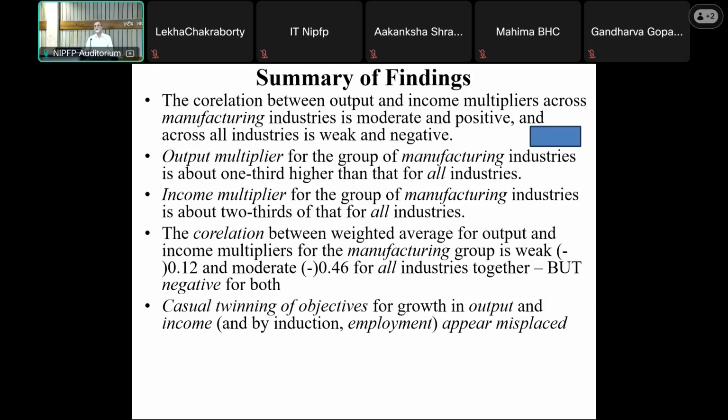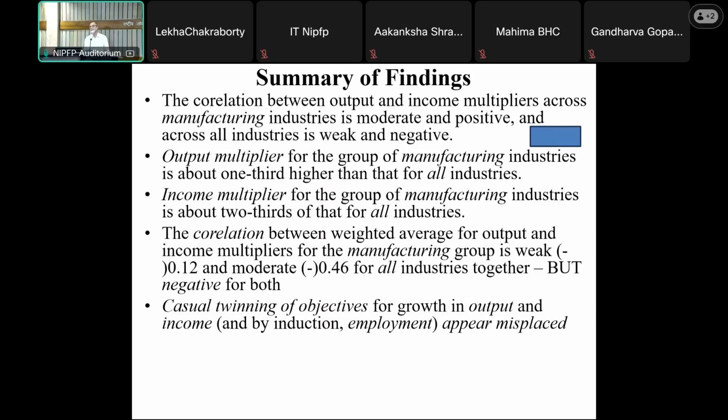That brings me to the conclusion that casual twinning of the objectives for growth in output and income appears misplaced. So we must be careful, because we think that if we grow the output, we'll also grow employment opportunity or income opportunity, and that is not happening as far as labor is concerned. So that is what I wanted to draw from here.